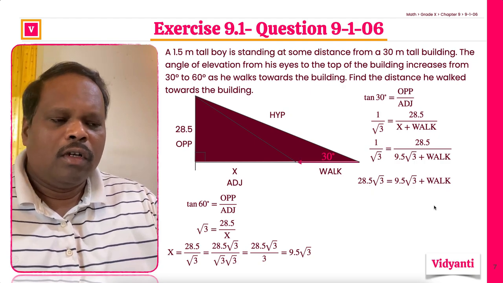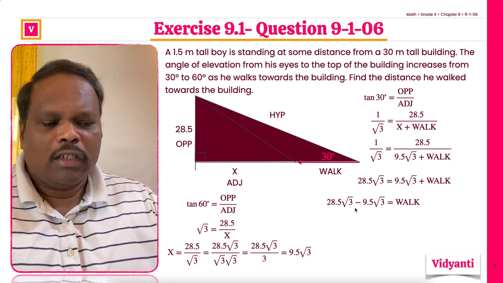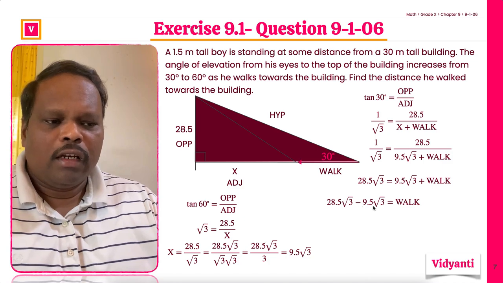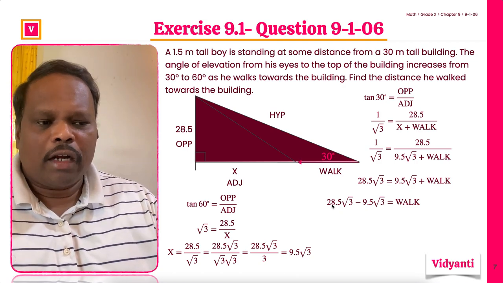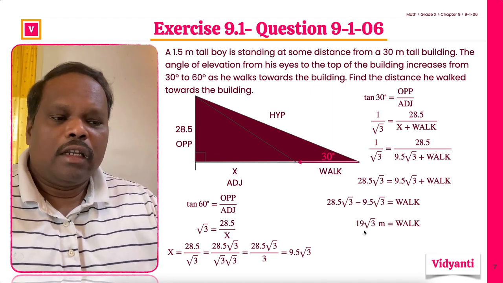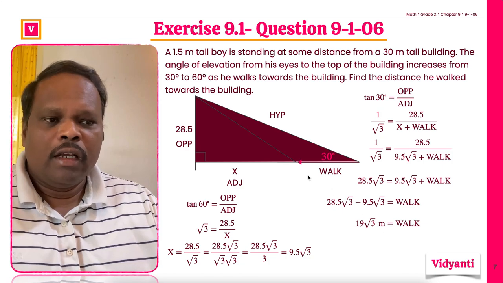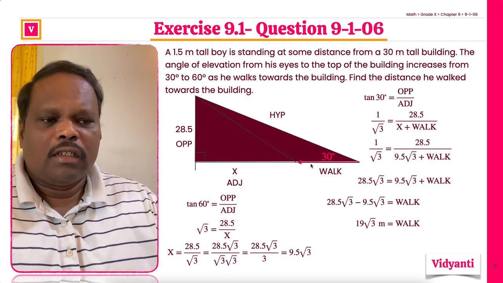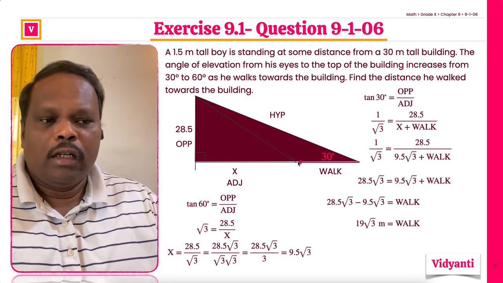Now we can easily calculate the walk distance by transferring this 9.5 root 3 to the other side, and the walk distance will be 28.5 root 3 minus 9.5 root 3. Since root 3 is the same, we can take it common and only subtract 28.5 minus 9.5, and your final answer is going to be 19 root 3. The units are meters, and that is the final answer, the distance he walked from this point till this point.